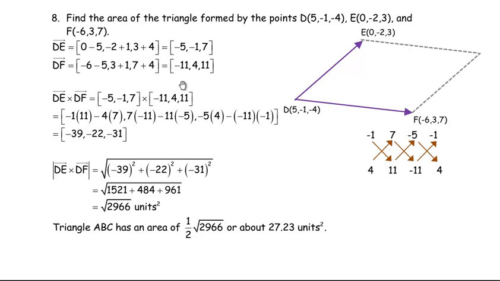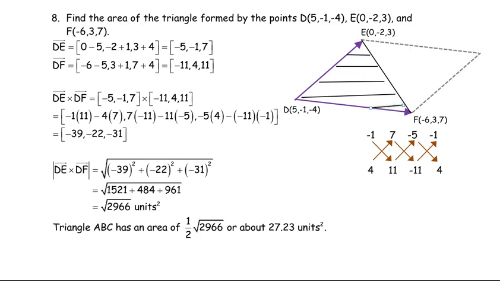Question number 8. I asked to find the area of the triangle formed by the points D, E, and F here. And so this is the triangle that we're finding the area of. So we actually would cut it off between here. And so this is the area we're finding, kind of shading this in here.